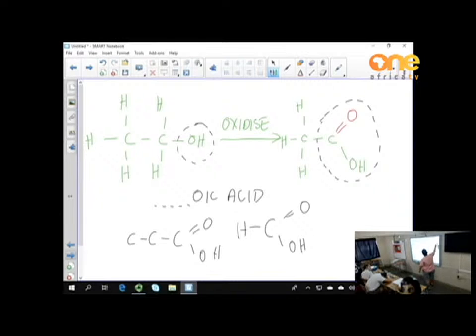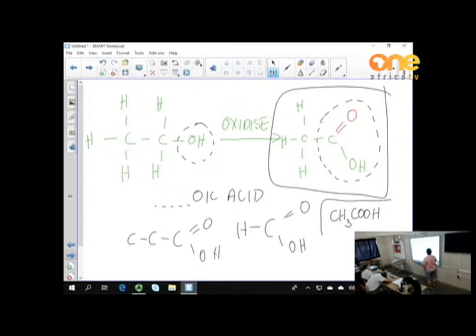Now, this thing, I can also write it CH3COOH. Do you remember chuku? Yes, that's vinegar. Can you see where it comes from? CH3, 1, 2, 3 hydrogens. There's my carbon, double bond oxygen, hydroxide group.